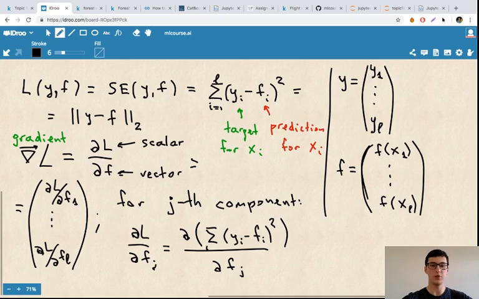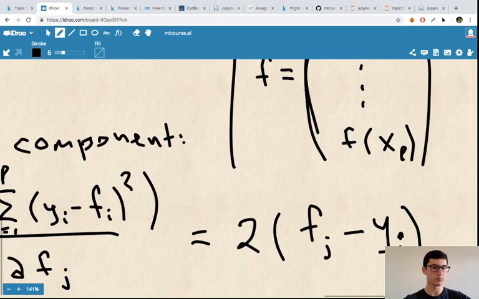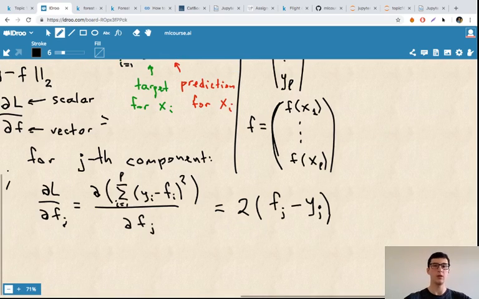Here, i iterates from 1 to L, so this partial derivative will be really very, very simple. If i is something different from j, then the corresponding derivative will be 0. So only one component in this big sum is going to provide a non-zero derivative, when i equals j exactly. And this derivative is going to be, let's differentiate this (yj minus fj) squared. It's going to be simple. It's 2 times (fj minus yj).